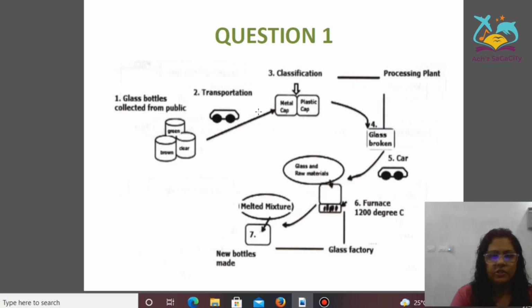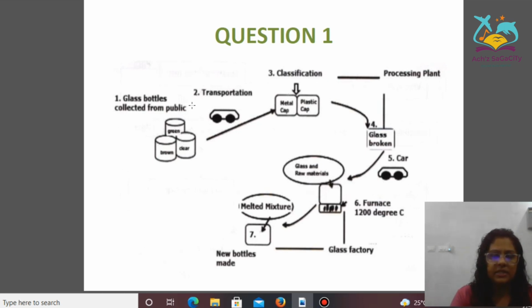Then after that they are transporting that to the processing plant. Here you can see in the processing plant only these 2 steps are taking place, that means classification and also glass breaking down. So in the processing plant only these 2 steps are carrying on. If you are getting 2 arrows from the same spot, it means these 2 things are happening there. Like that you should understand.